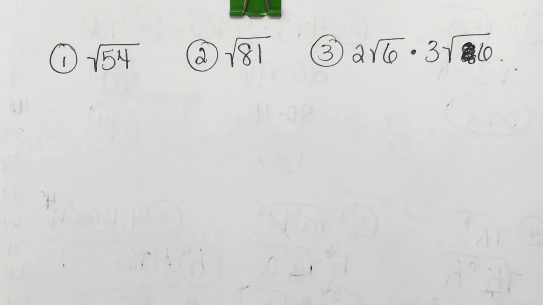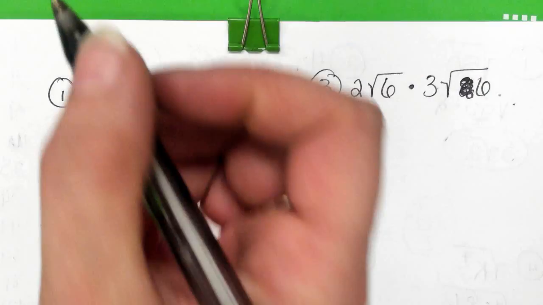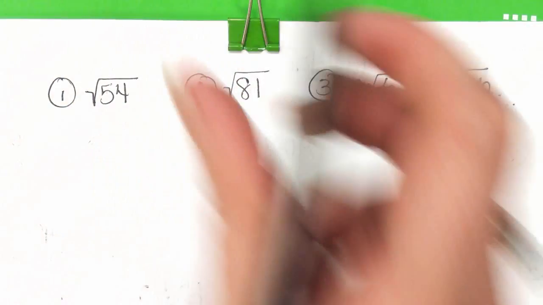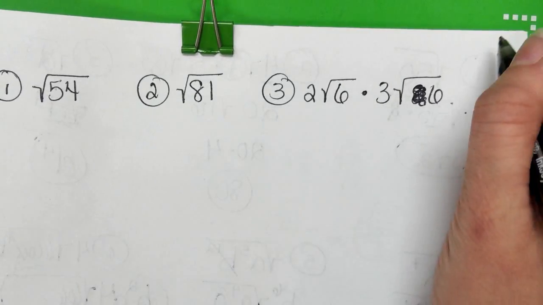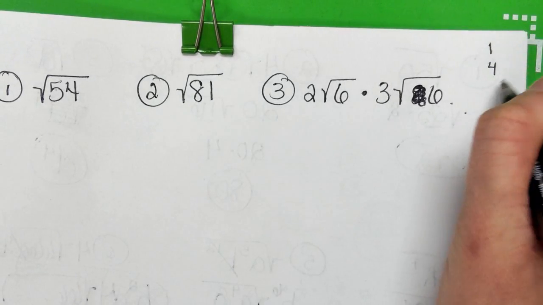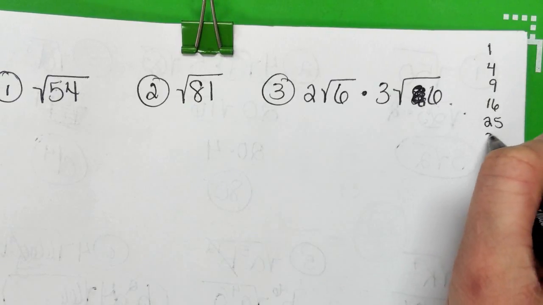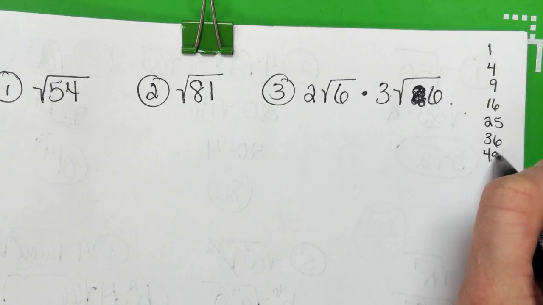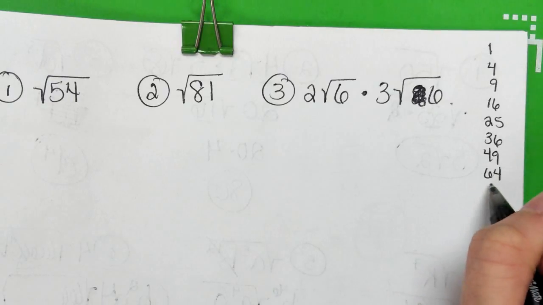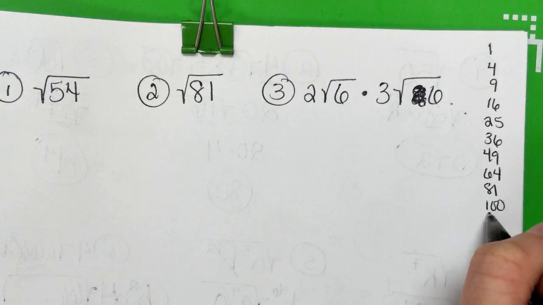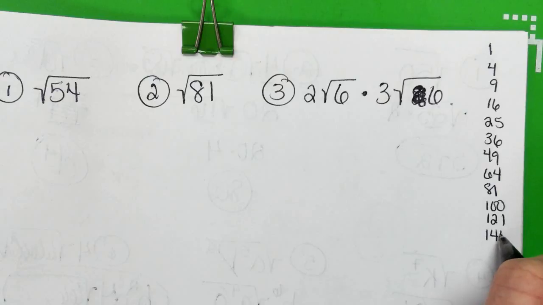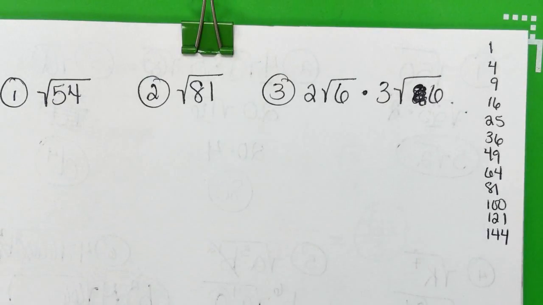Alright guys, let's write that list down again because we still are trying to use different numbers. What's the first number? 1. What's the next number? 4. What's the next one? 9. Next one. 15, keep going. 35, yep. 36, 49, 64, 81, 100, 144. Okay, 54. It has to be a number on that list.